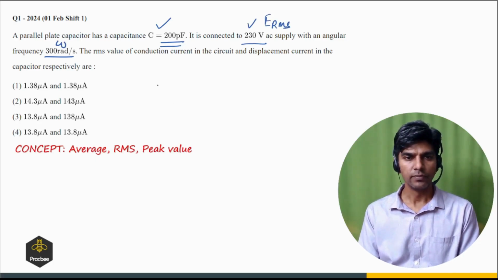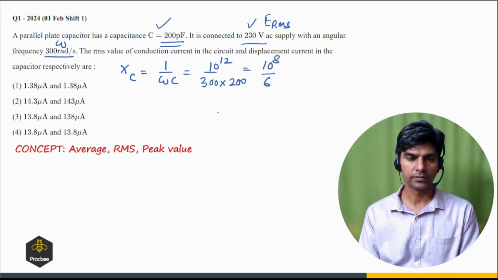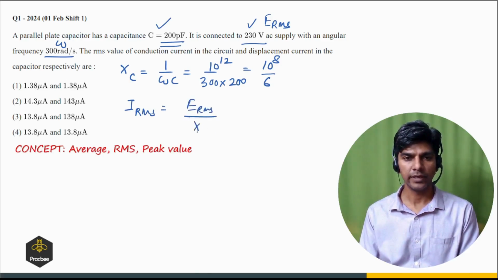And this is omega. So capacitive reactance will be 1 by omega C, which is 1 upon 300 times C, and C is 200 picofarad, which is 10 raised to power minus 12. So this comes out to be 10 raised to power 8 divided by 6. So we have to find the RMS current. RMS current will be E RMS divided by XC. So E RMS is 230 divided by (10 raised to power 8 divided by 6).